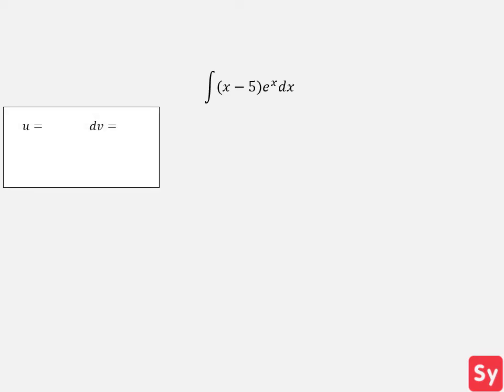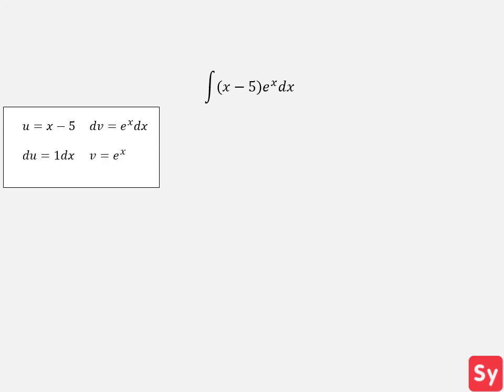Next example, we have the integral of x minus 5 times e to the x dx. Now we have to figure out what to set u and dv equal to. We keep in mind the list of what to set u equal to. There is not a log function or an inverse trig function, but we do see that there is an algebraic function. So we set u equal to x minus 5, and that means dv is equal to e to the x dx.